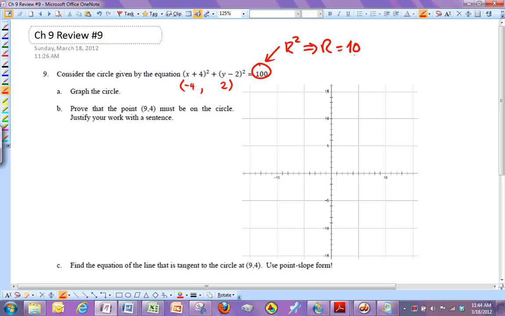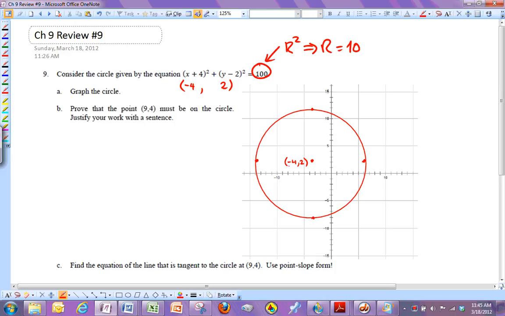So now I can plot my circle. I go to x equals -4 and y equals +2 right here. And I'll label that just to have it, -4, 2. And the radius is 10, so if I go up 10, I'm at 12. If I go down 10, I'm at -8. If I go this way 10, I'm at 6. And if I go this way 10, I'm at -14. And so now I can connect these to make a circle. I'm going to try this thing again, see if it works. There we go. So there's my circle.